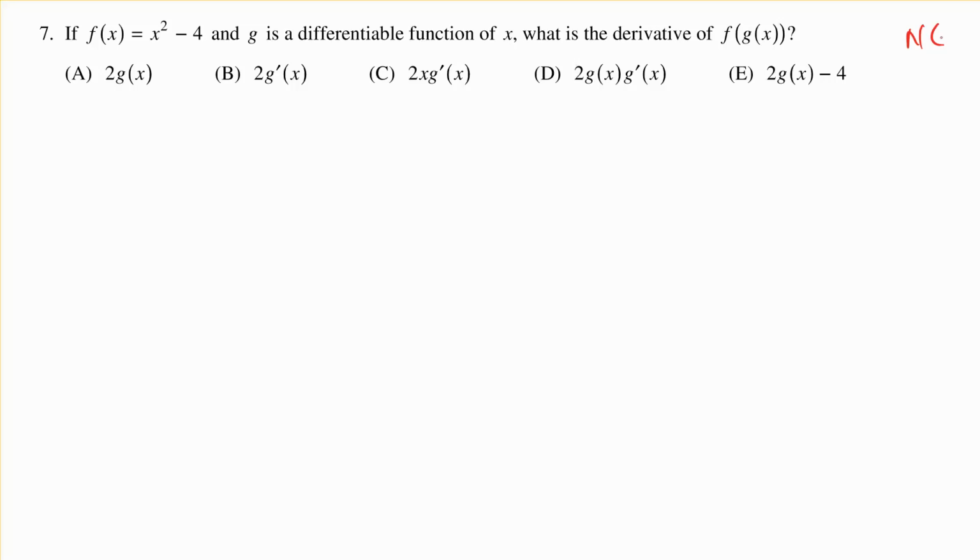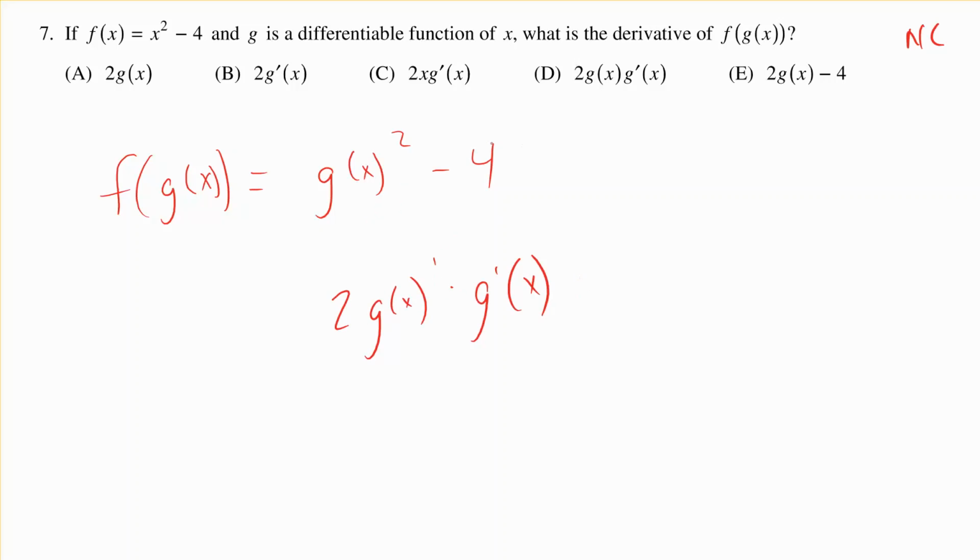If f of x equals x squared minus 4 and g is a differentiable function of x, what is the derivative of f of g of x? So you need to start here. f of g of x is g of x squared minus 4. So this one is just the power rule, 2 g of x times the chain rule, and then the derivative of 4 is 0. And I think that is right here.